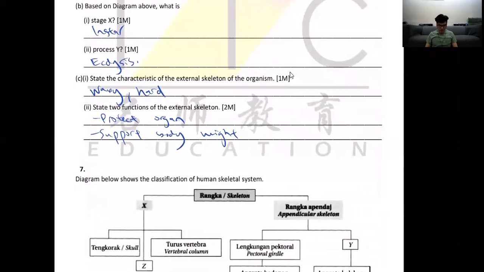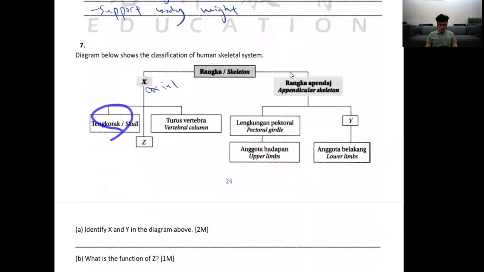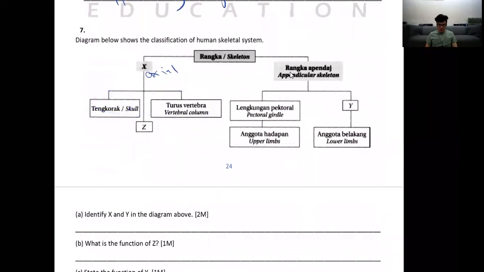So next, question 7. Okay, you have your appendicular skeleton here. That will make this an axial skeleton, the center one. And you see the skull, your vertebral column, which is the backbone, and of course, your rib cage. And then your pectoral girdle, and this will be a pelvic girdle, which is the hip.